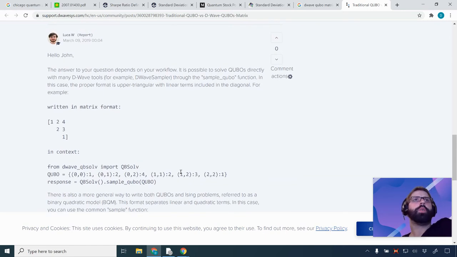Hello, John. The answer to your question depends on your workflow. It is possible to solve QUBOs directly with many D-Wave tools, for example, the D-Wave sampler through the sample_qubo function. In this case, the proper format is upper triangular with linear terms included in the diagonal.